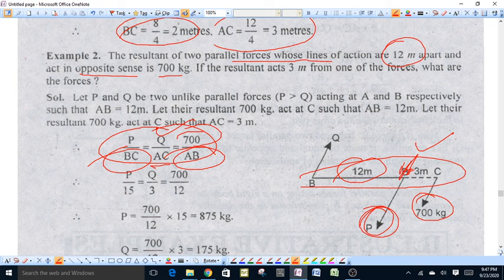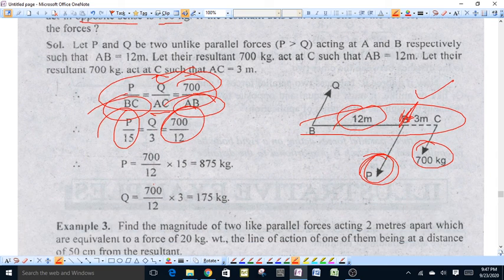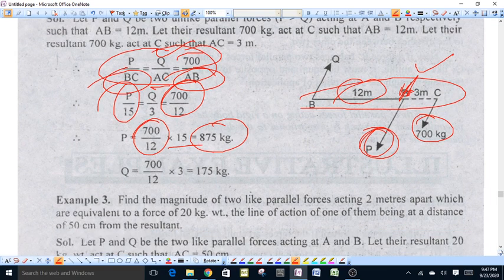By putting all these values, and from first and third, we get P equal to 700 upon 12 into 15, that is equal to 875 kg. Similarly, Q comes out to be 700 upon 12 into 3, that is equal to 175 kg.